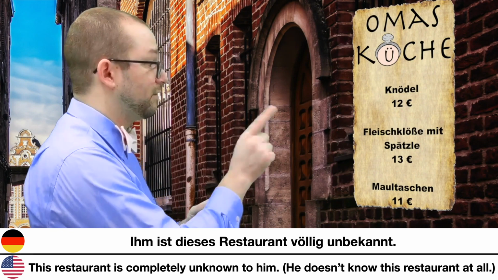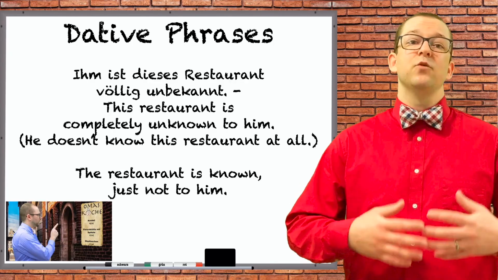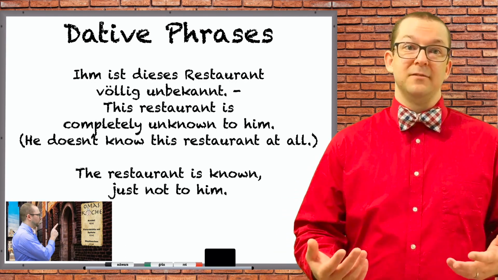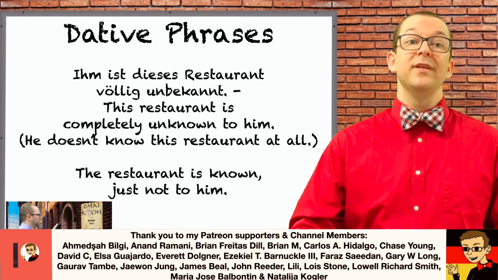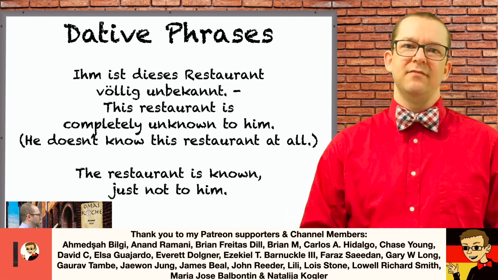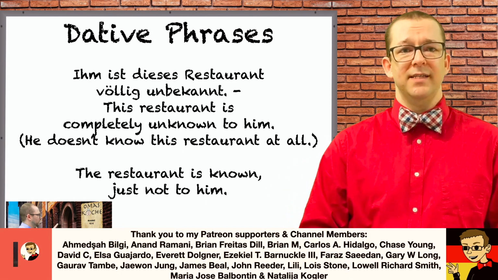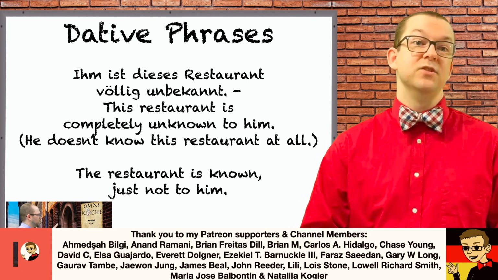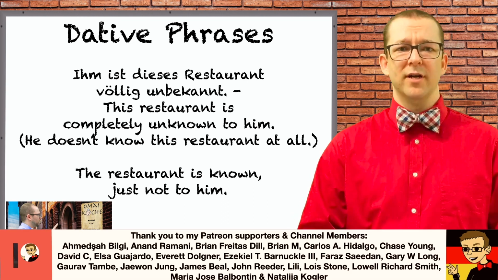He doesn't know this restaurant at all. Obviously, the restaurant isn't completely unknown. If it were, it would be out of business. It is only completely unknown in relation to him, so we use the dative case. Hopefully by now you get the idea, but you might still have some questions about what other kinds of sentences you can use this with. So here are some more examples.